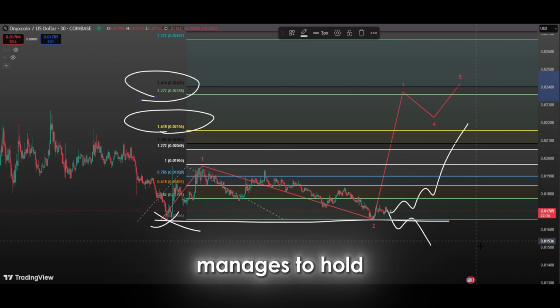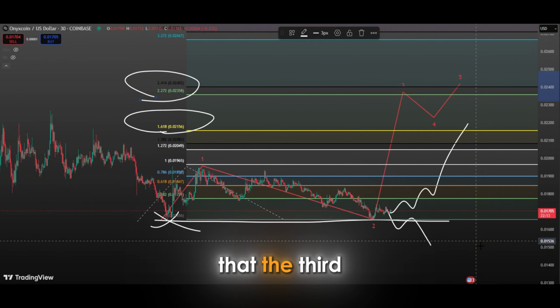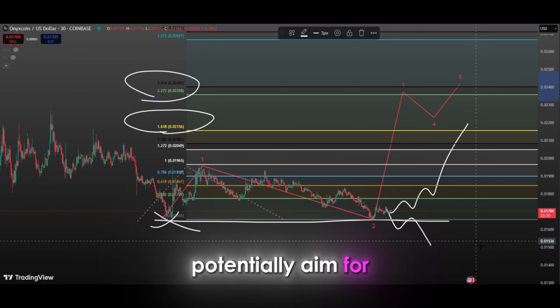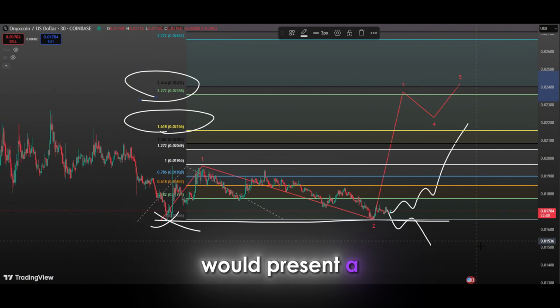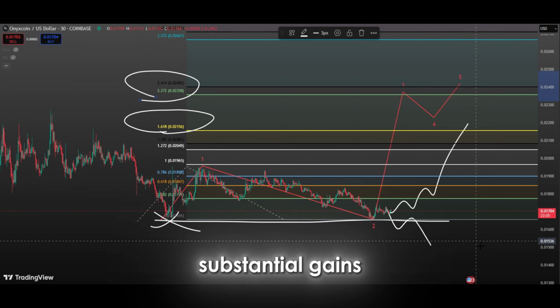If the price manages to hold current levels and gains upward momentum, it is highly probable that the third wave will initially target the 1.618 Fibonacci extension level, and depending on the strength of the move, potentially aim for the 2.272 level. Such a movement would present a significant opportunity for investors and could open the door to substantial gains.